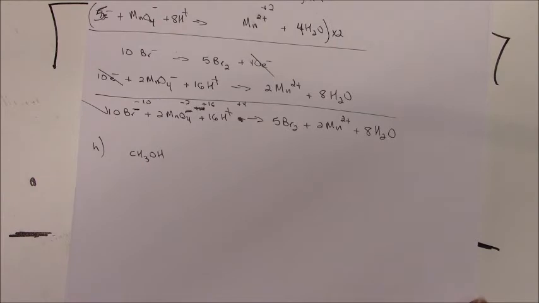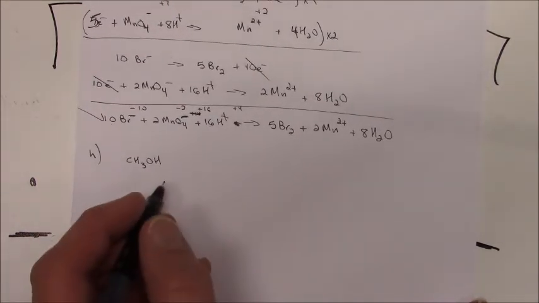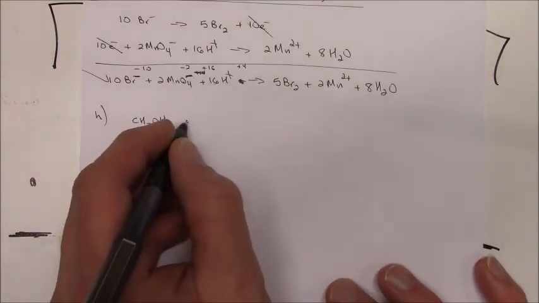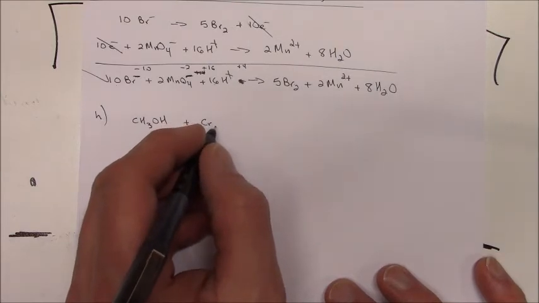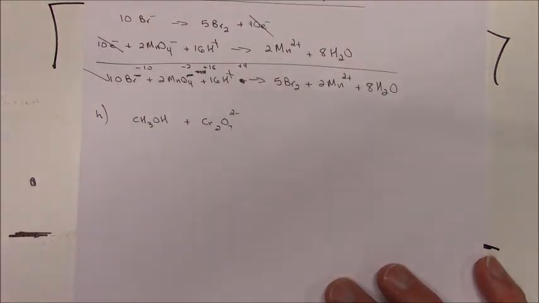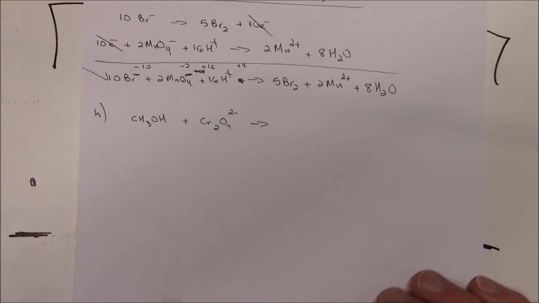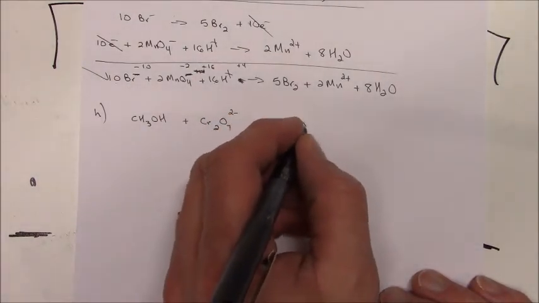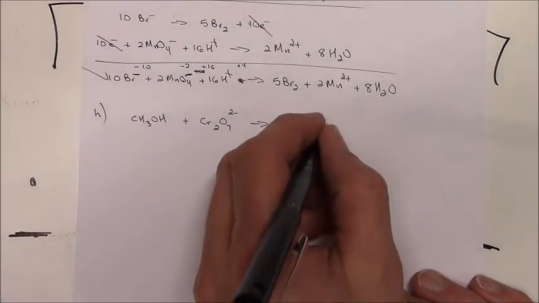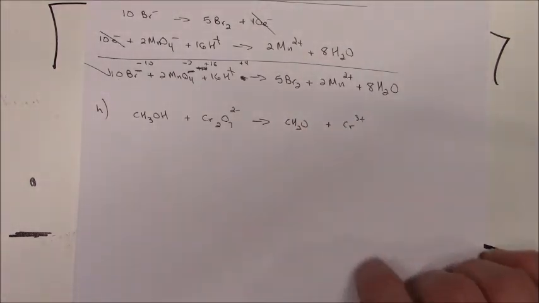So now we move on to H, which is methanol. Methanol aqueous, okay, that's fine. Methanol aqueous plus dichromate, I believe, dichromate, and that goes to CH2O, which is formaldehyde, plus chromium 3 plus. So let's see, is that right? Yeah.